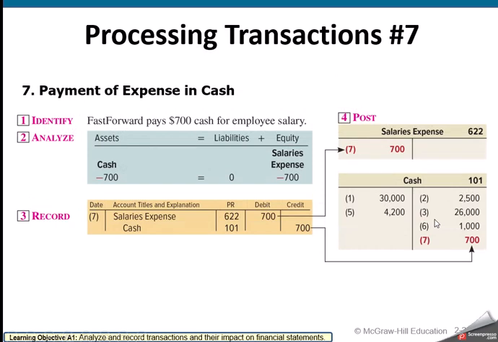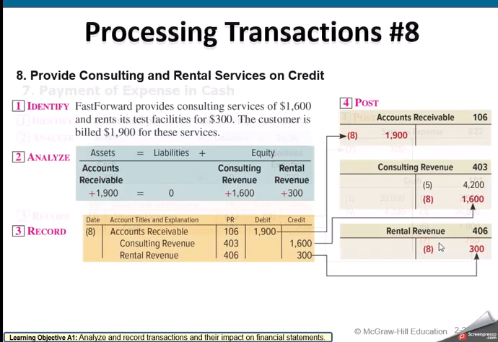We paid expense in cash, so we paid $700 to our employees. So again, expenses go up, so that's our debit. Cash goes down, so that's our credit. And then we post them into the T accounts.